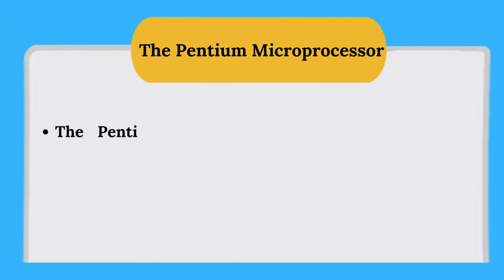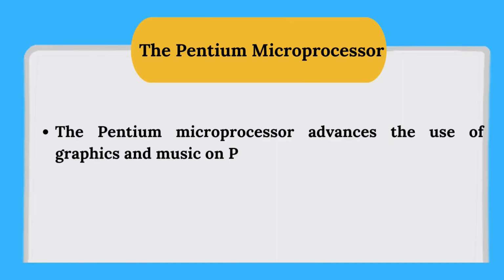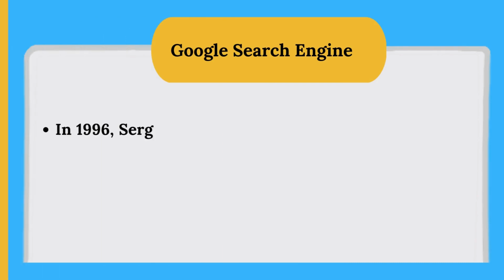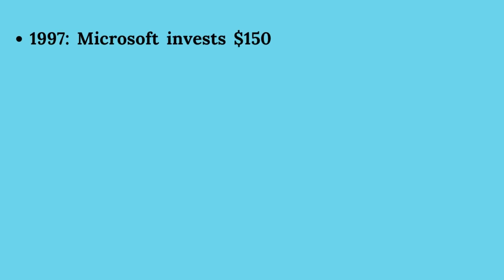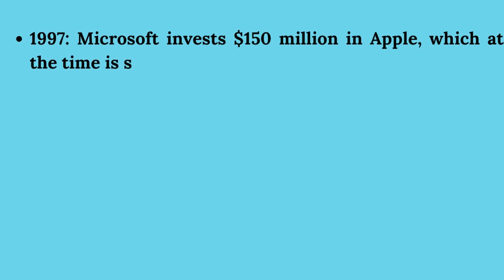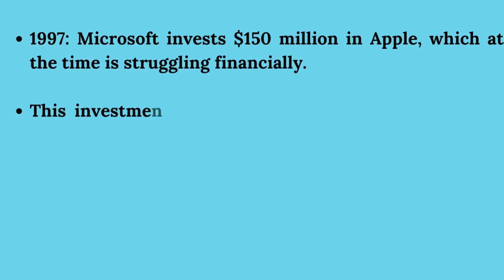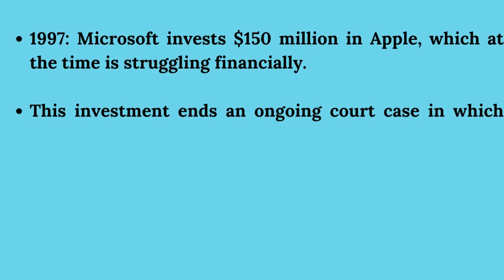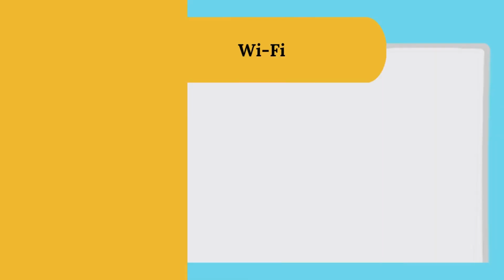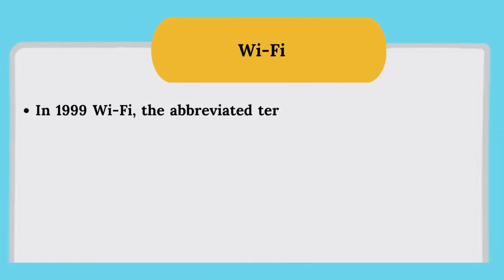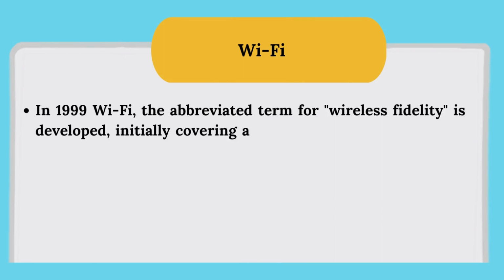The Pentium microprocessor advances the use of graphics and music on PCs in 1993. In 1996, Sergey Brin and Larry Page develop the Google search engine at Stanford University. In 1997, Microsoft invests $150 million in Apple, which at the time is struggling financially. This investment ends an ongoing court case in which Apple accused Microsoft of copying its operating system. In 1999, Wi-Fi is developed, initially covering a distance of up to 300 feet, that is 91 meters.